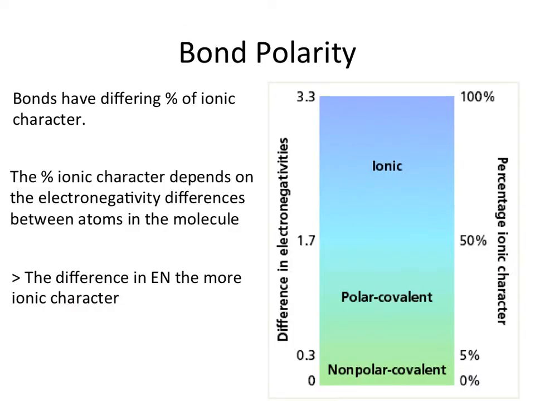We can look at bonds with respect to the percentage of ionic character that they possess. The percent of ionic character is going to be dictated by the differences in electronegativity. The larger the differences in electronegativity, the more ionic the character of the bond. What does this mean? If you have large differences in electronegativity, electron transfer will occur. If you have no differences in electronegativity, you have completely even sharing. And if you have somewhere in between, you're going to end up with a bond that has a hybrid orientation, and we're going to look at that.